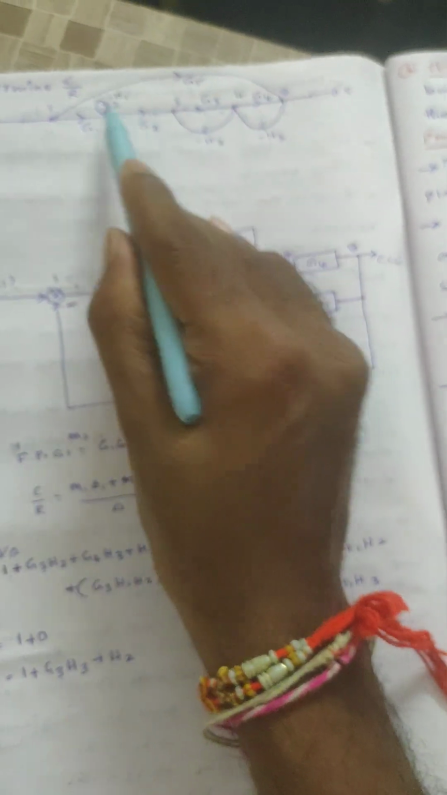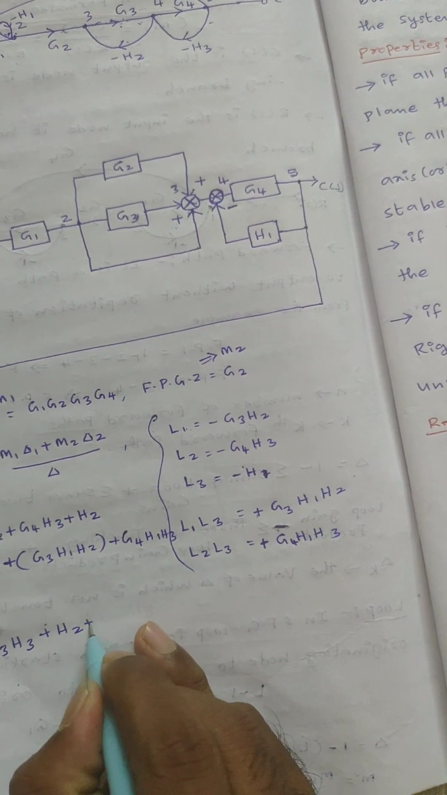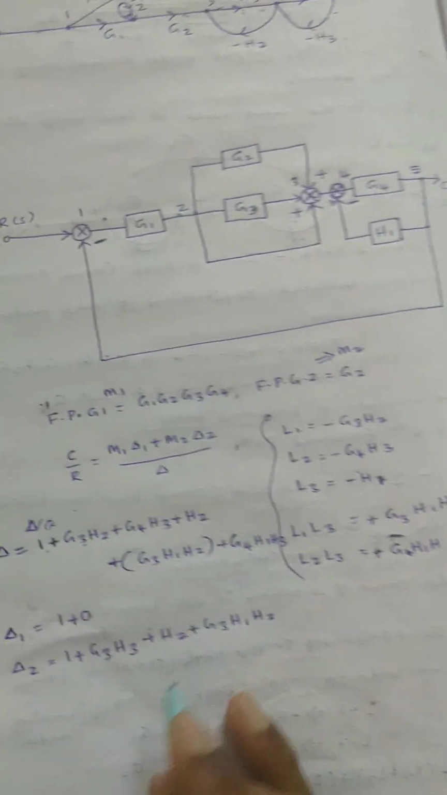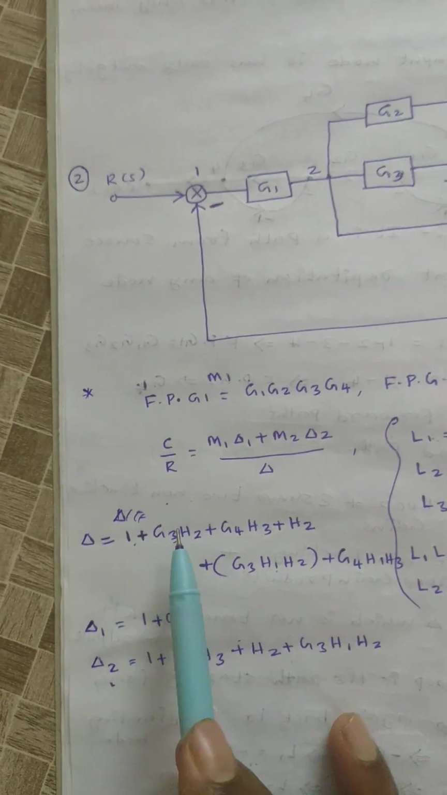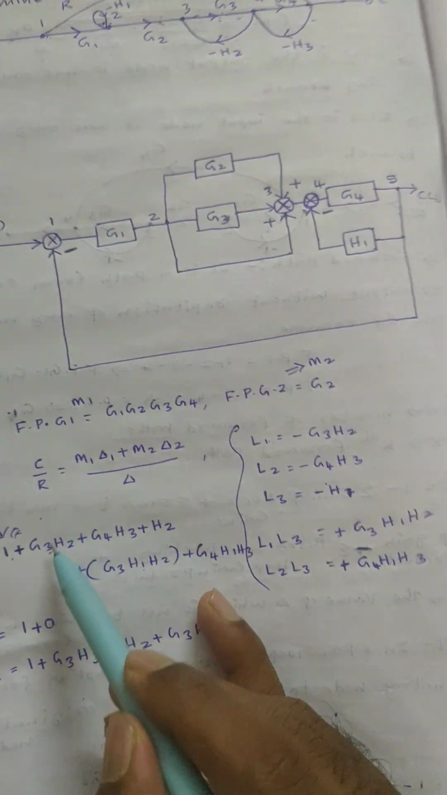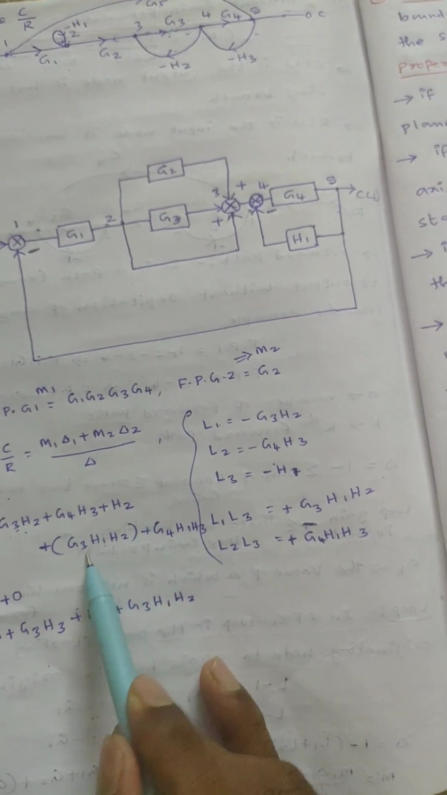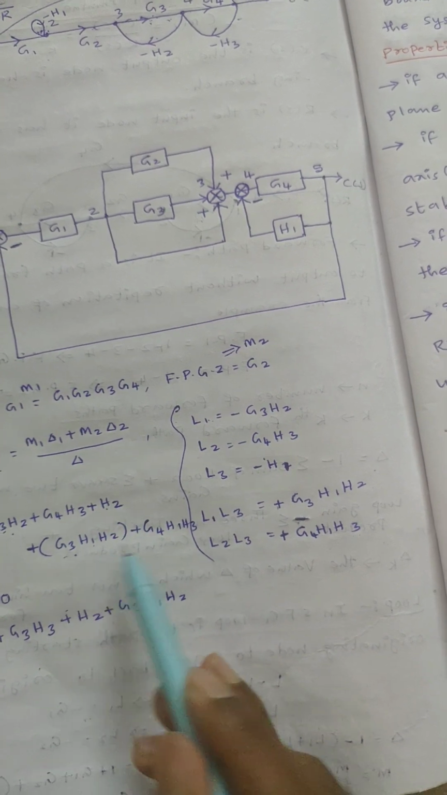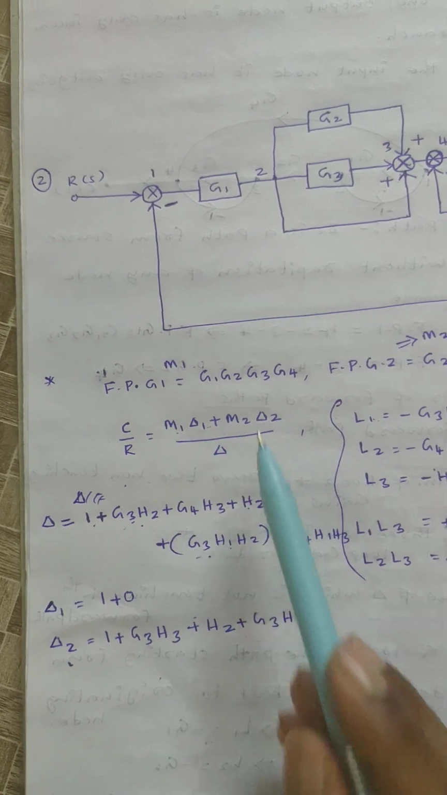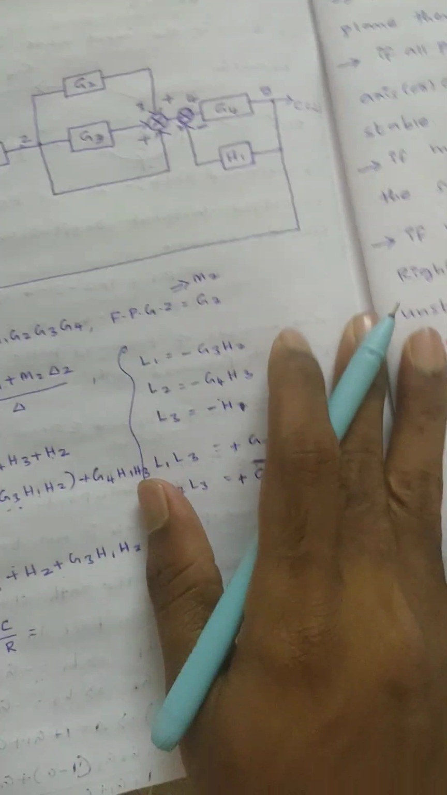Again the sum of two non-touching loops, this is also present, right? That is G3 H1 H2. Delta 2 is the value of delta which is non-touching to the second forward path. The second forward path touches one loop, what are those? G3 H2, right? Next, only H2 and G3 H1 H2. If you substitute delta 1, delta 2, M1 here, you will directly get the transfer function. You will get the C by R value.